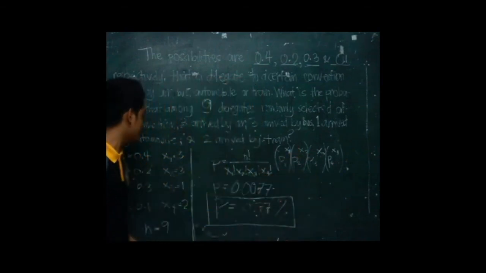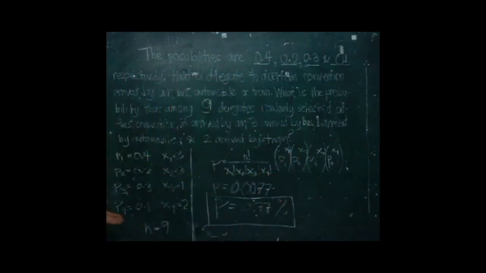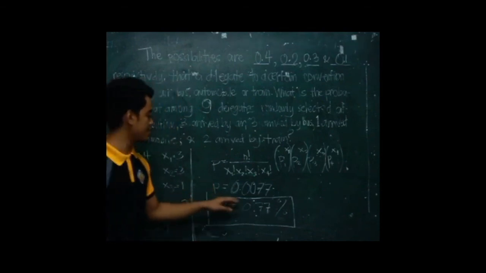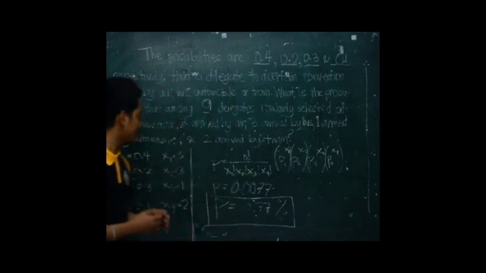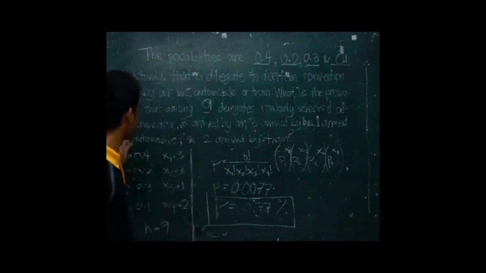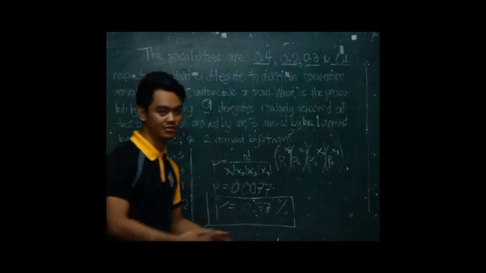So just input all the values in the table, then you have the answer: P is equal to 0.0077, or P is equal to 0.77%. And that's the percentage that the 9 delegates arrive by the different modes to the convention.